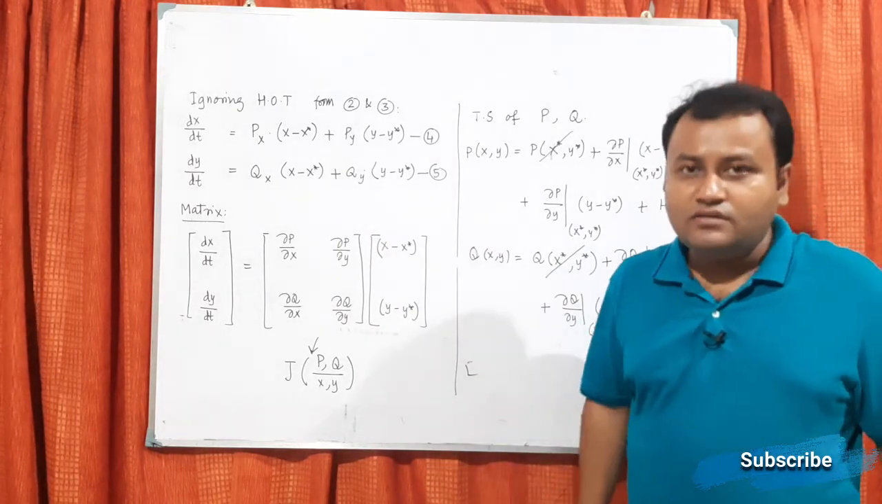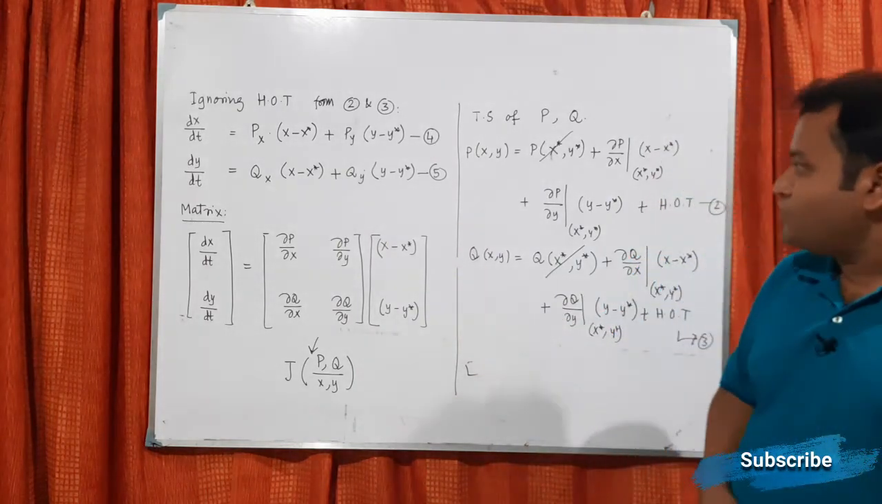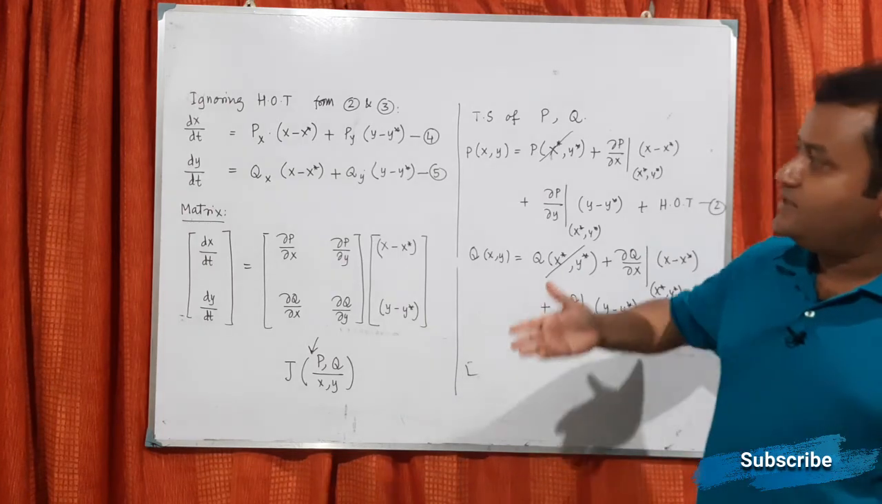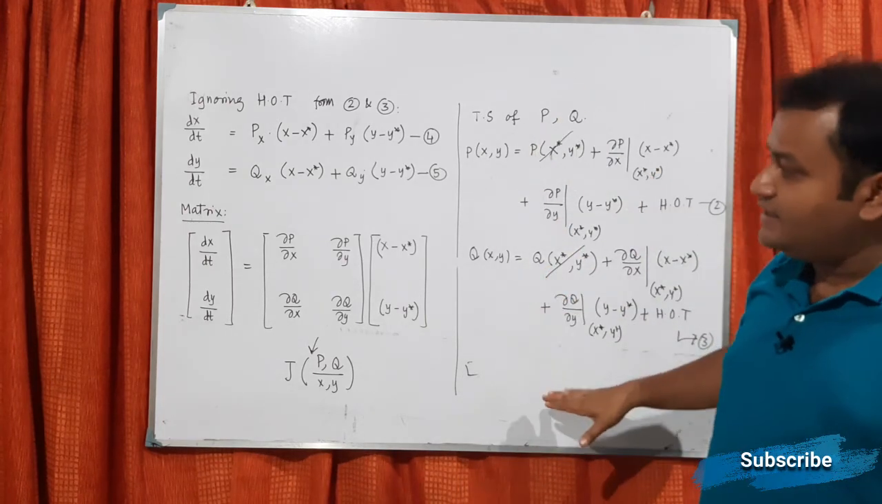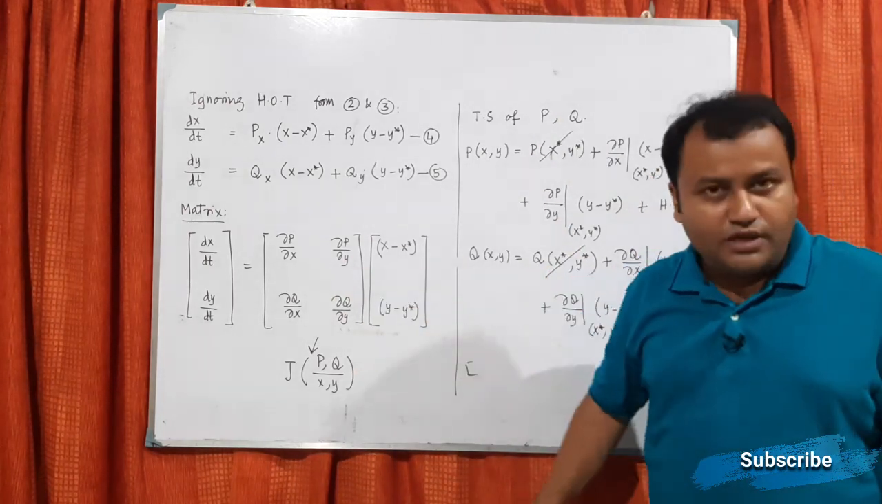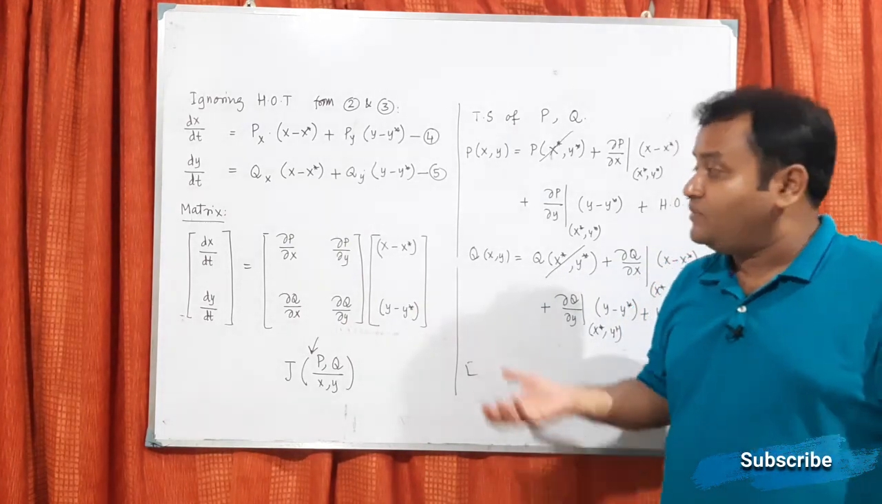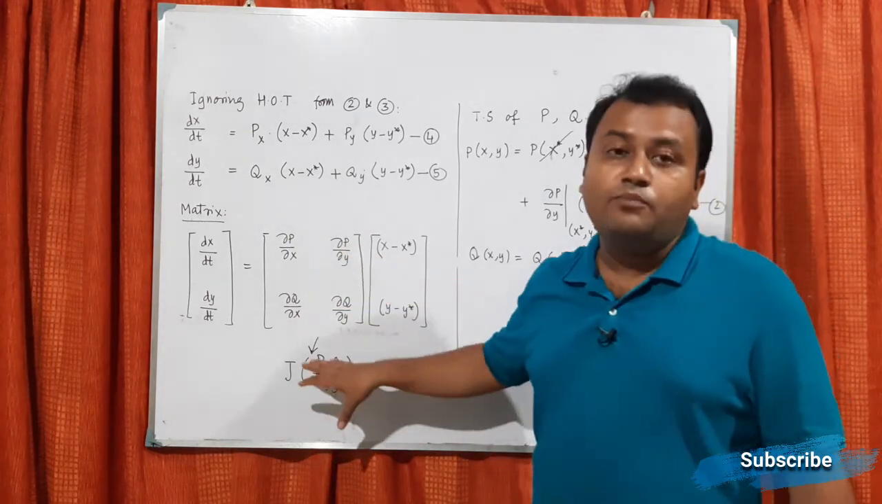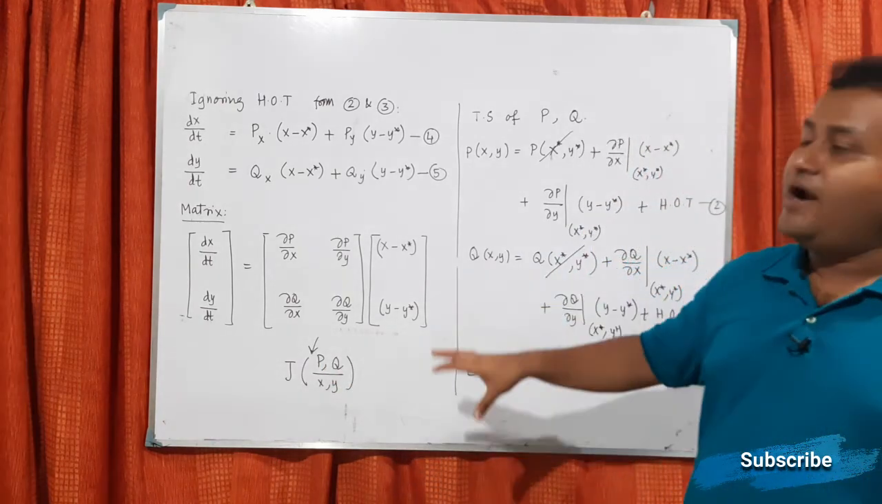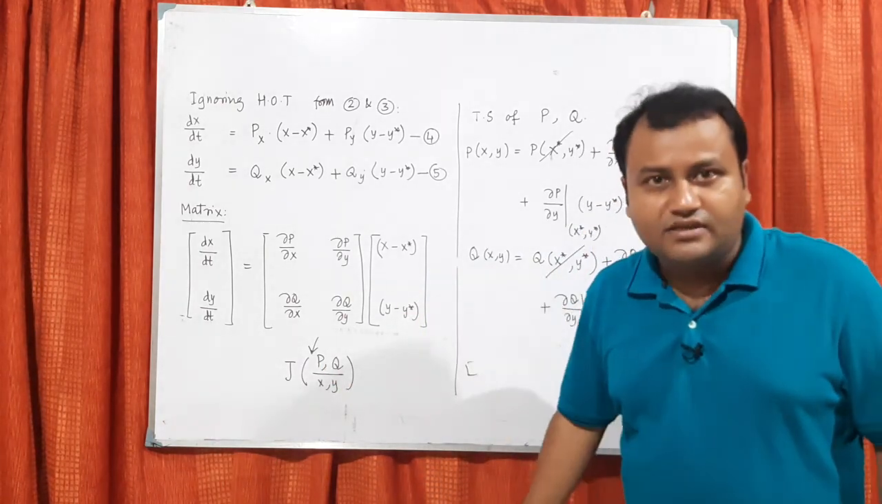So thank you all. That's it for this class. Hope you can understand that if there is a linear system, we can directly find the Jacobian. If there is a nonlinear system, then also the Jacobian is a very important concept required for the conversion to a linear system. Thank you.